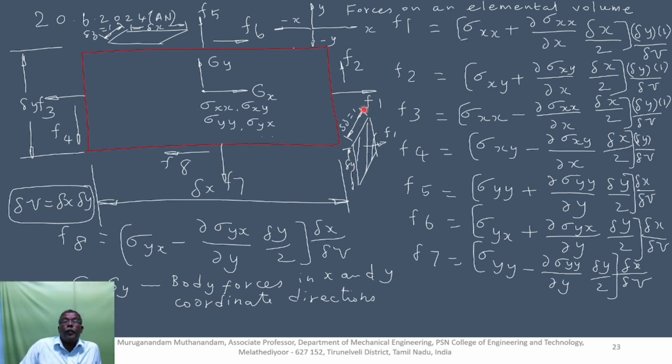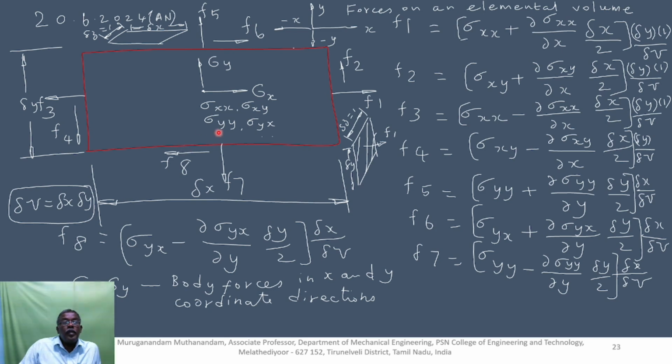For example, F1. How can you write F1 using the state of the stress at the point P inside the control volume? Sigma xx plus. Why is it sigma xx? The F1 is along the x direction. Hence, the force is along the x direction, sigma xx. And the surface normal is also along the x direction. Hence, sigma xx. Using the first order Taylor series expansion, sigma xx plus change in sigma xx with respect to change in x.